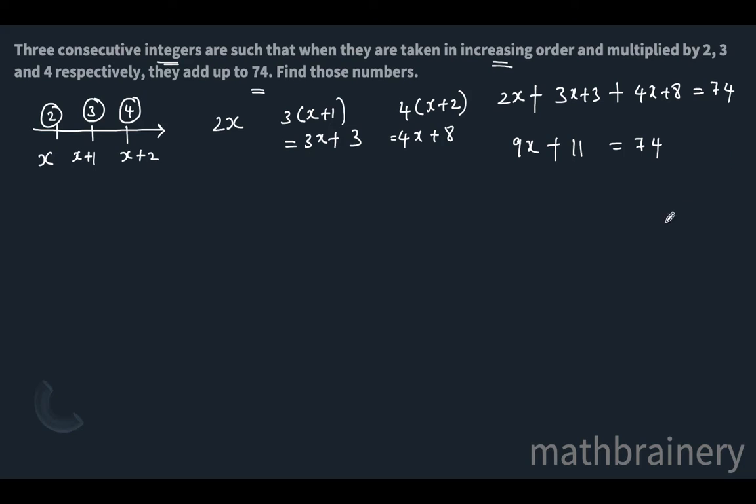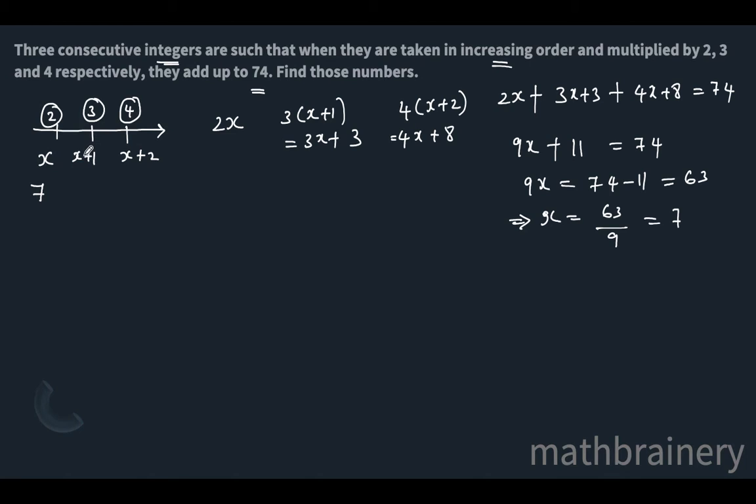Now, what is this? This is a linear equation. Now, let us transpose 11 to the other side to solve this. 9x is equal to 74 minus 11, which must be 63. 9x is 63. What does this imply? Your x must be 63 divided by 9, which is 7. So, your first number is 7.